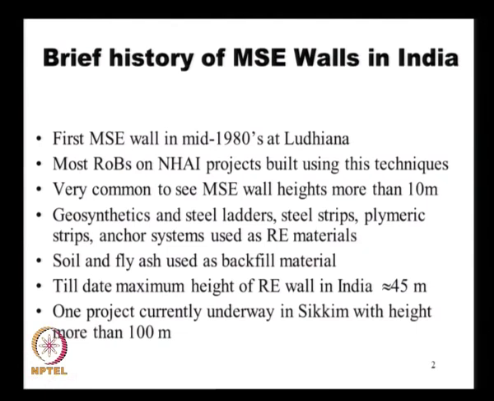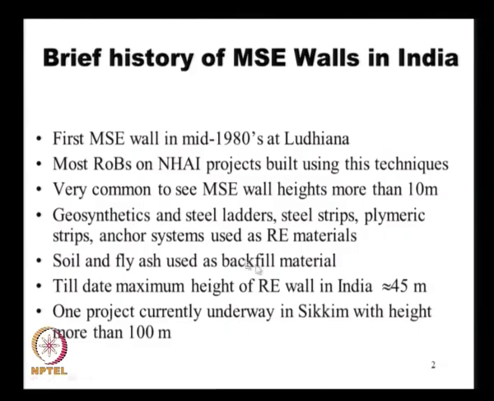For example, the geosynthetics like the different types of geogrids, extruded and then woven and knitted type polymeric geogrids, and then the steel ladders, that is the welded wire steel meshes, then steel strips, and then polymeric strips, and then anchor systems, especially with steel strips with an anchor at the end to increase their pull out capacity. And both the soil and the fly ash are used as backfill materials.